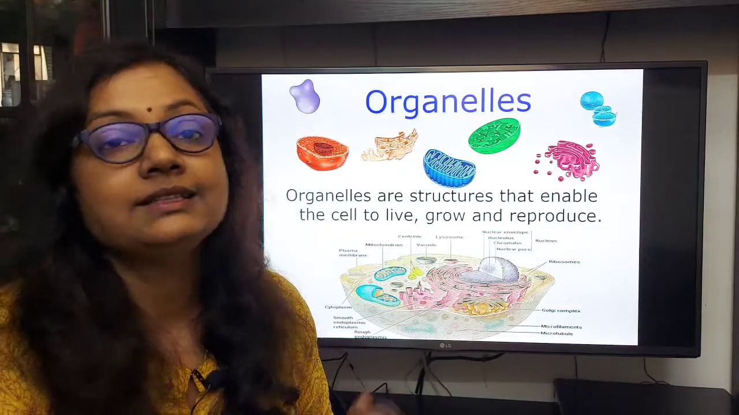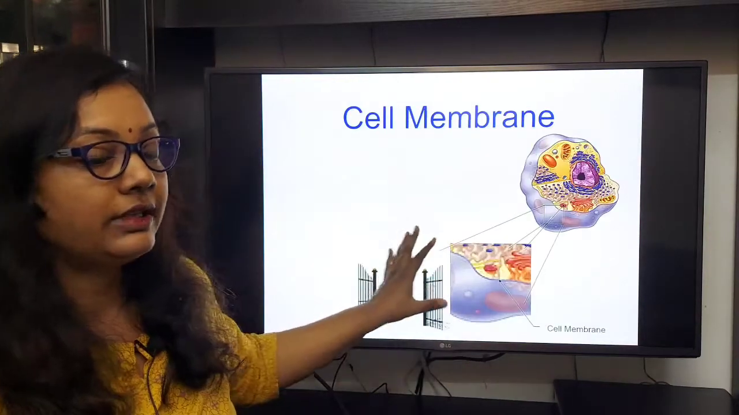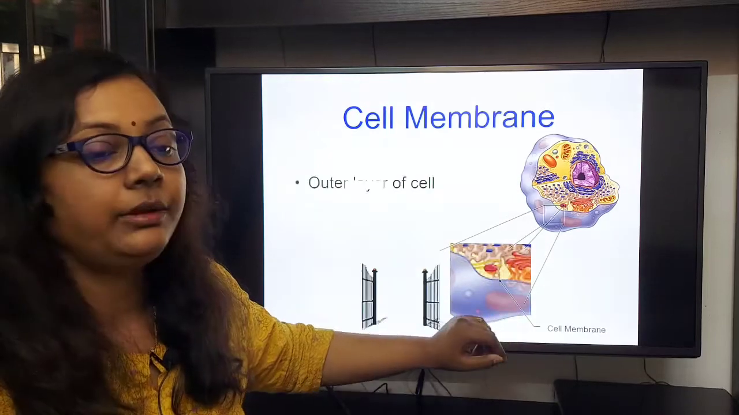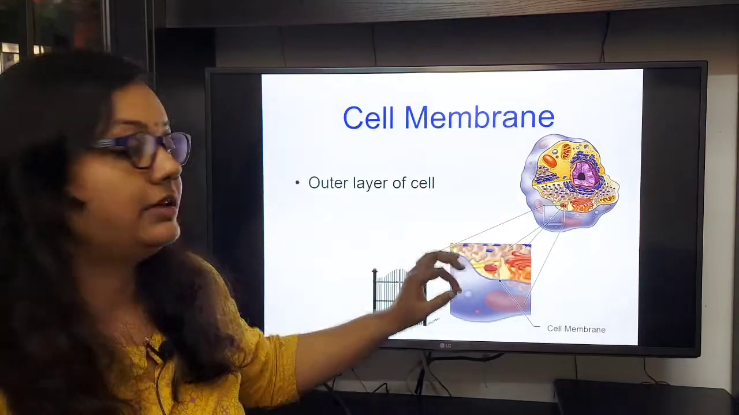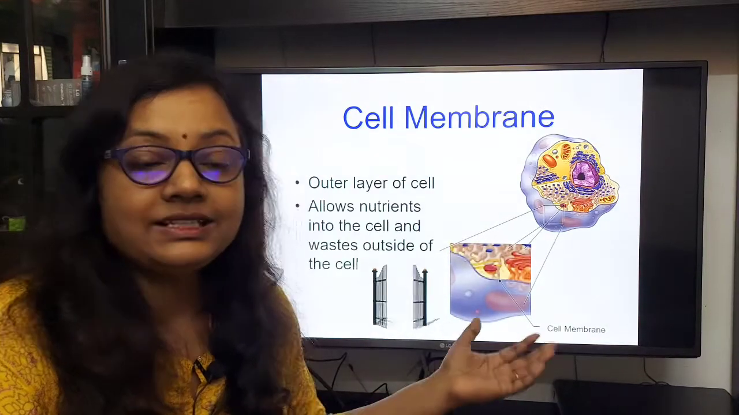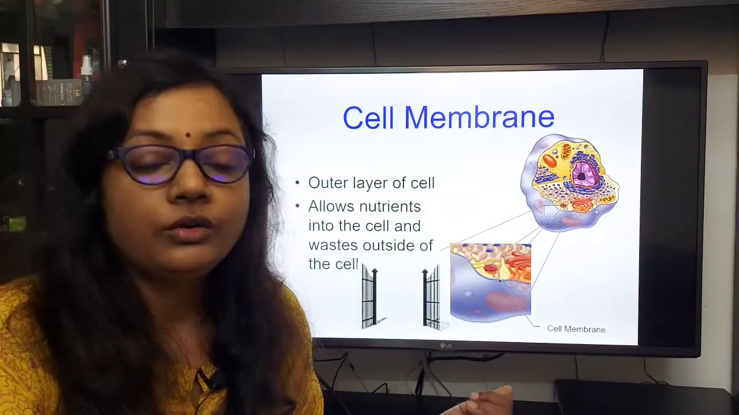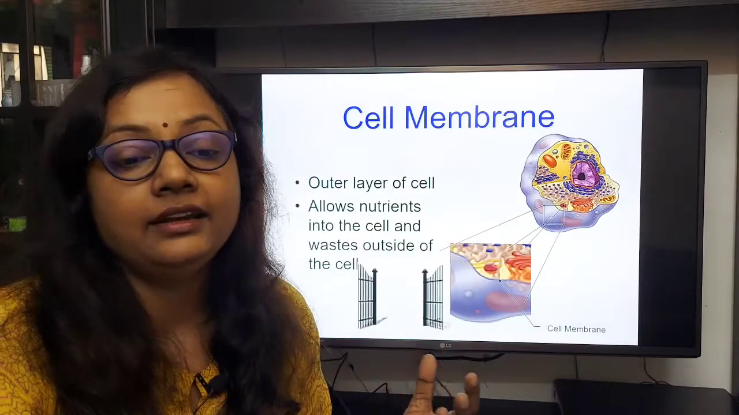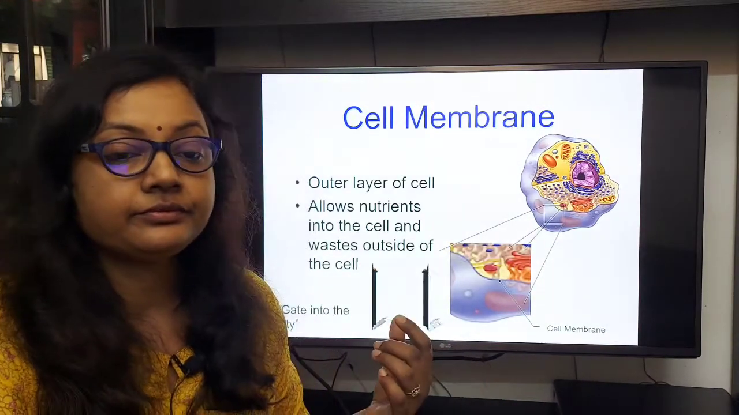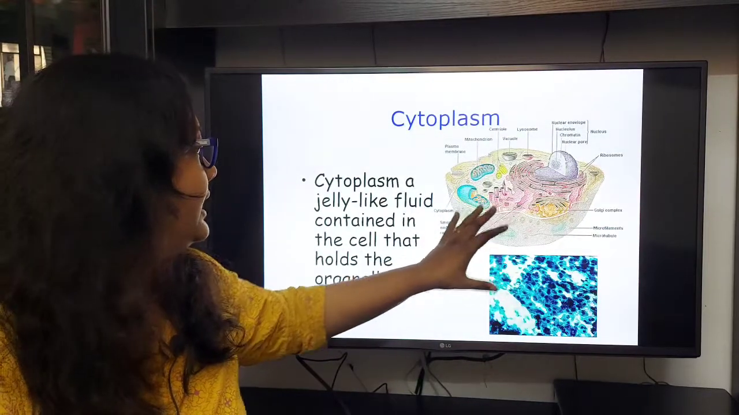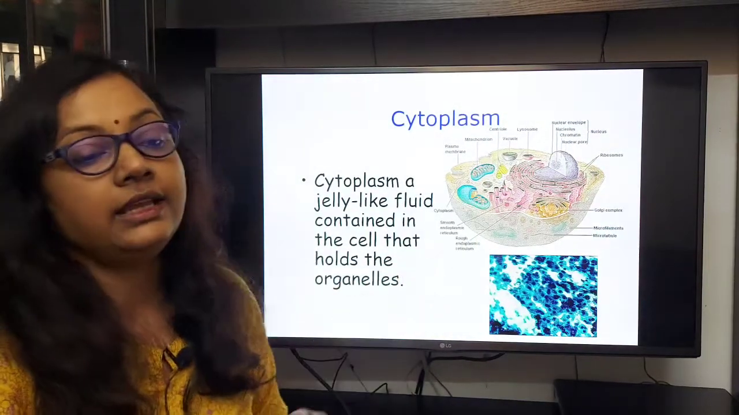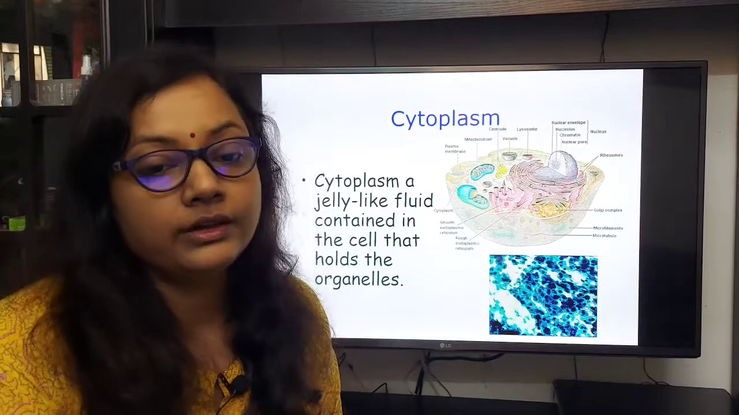The first one is the cell membrane. As you can see, this is the cell membrane. It is the outer layer of the cell. It allows nutrients into the cell and waste outside of the cell. It is also called the gate into the city. Now next comes cytoplasm. Cytoplasm is a jelly-like fluid contained in the cell that holds the organelles.